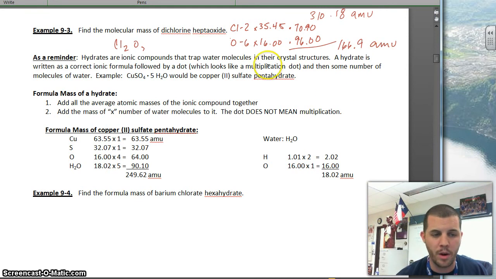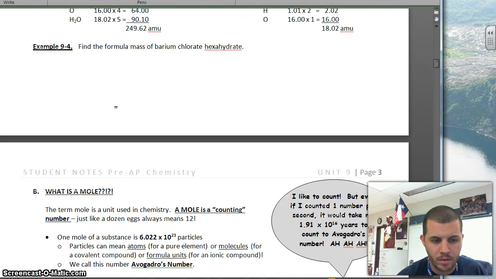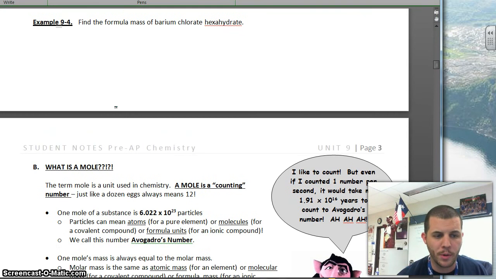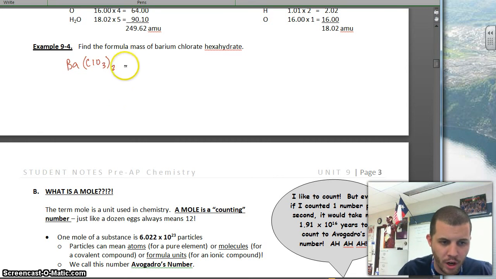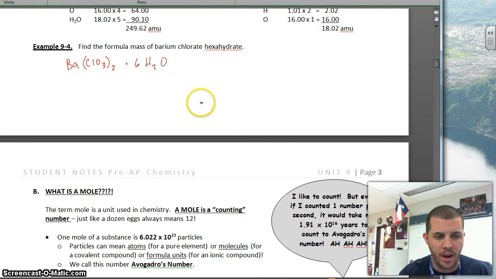Now let's look at one more type of molar mass problem, and that is for a hydrate. So I've got barium chlorate hexahydrate. So Ba, and then chlorate is ClO3, and there's 2 of those because barium has a +2 charge. Hexahydrate is going to be 6H2O.